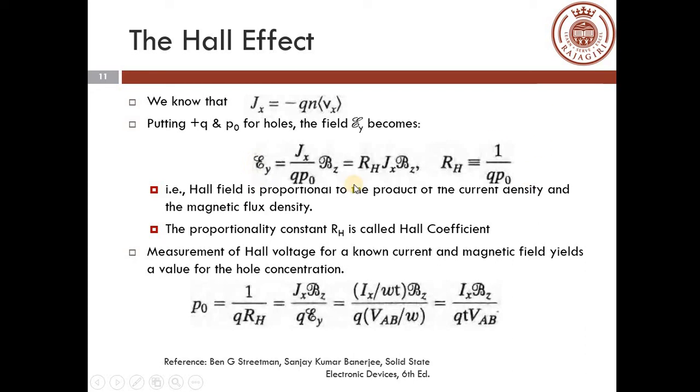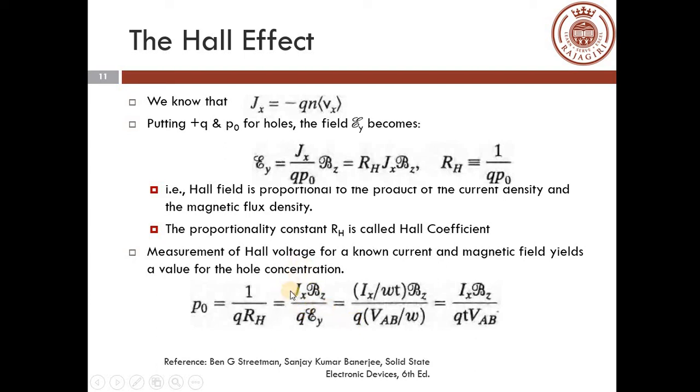This is one derivation. The Hall field epsilon y is directly proportional to the product of current density and the magnetic flux density. The proportionality constant, which is called the Hall constant, is equal to 1 by QPO. Now, we know that PO is equal to 1 by QRH, and what is RH? RH is equal to epsilon y by Jx into Bz from this equation. So 1 by QRH is equal to Jx into Bz by Q epsilon y.